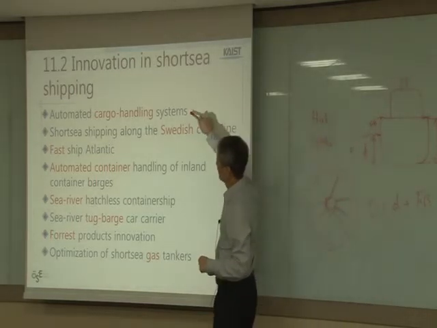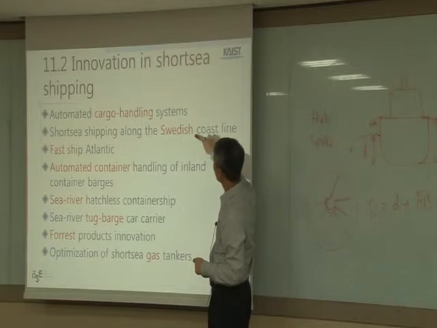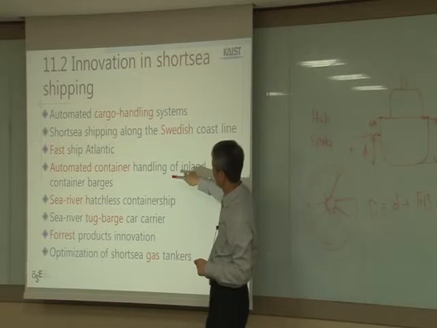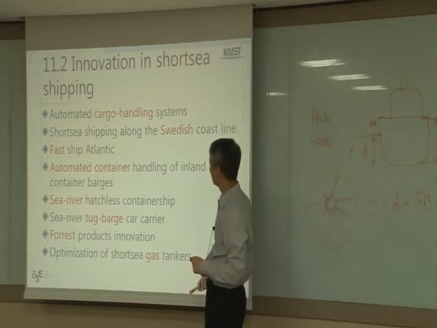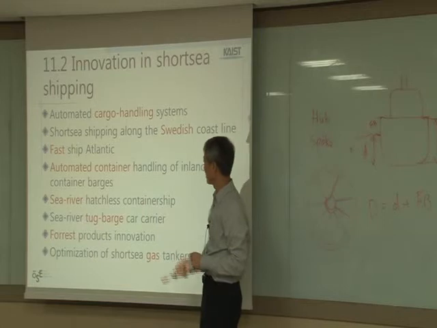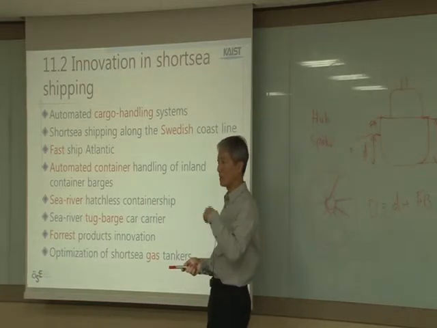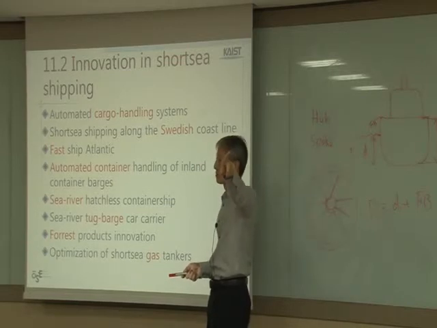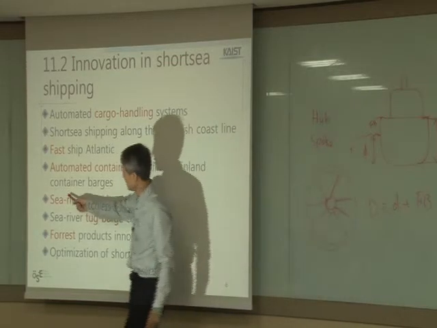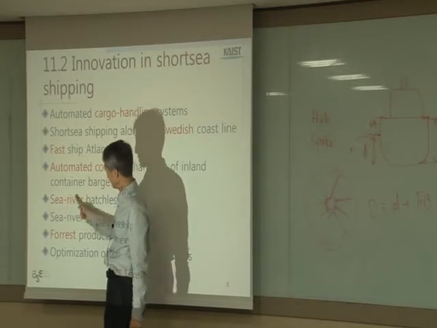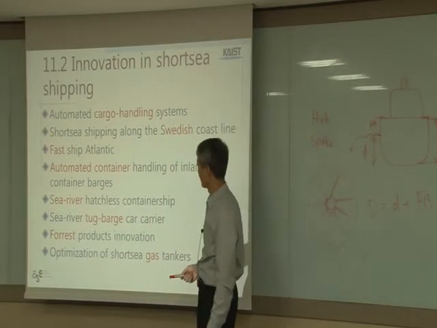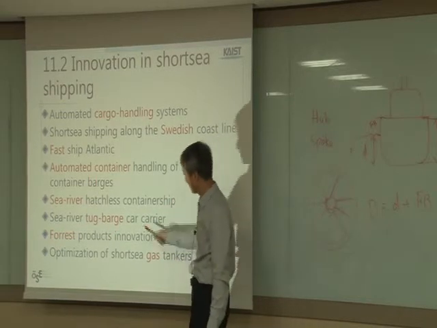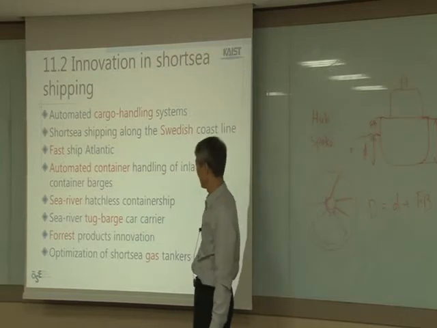Automated cargo handling, short sea shipping along the Swedish coastline, fast ship Atlantic ocean going, automated container handling, Sea River hatchless container. This is the Ara waterway, Sea River, right? To China, we go to the Yellow Sea, Han River, hatchless container ship. You can think about this one for your project. Sea River tugboat. This is another alternative, right? Tugboat car carrier.